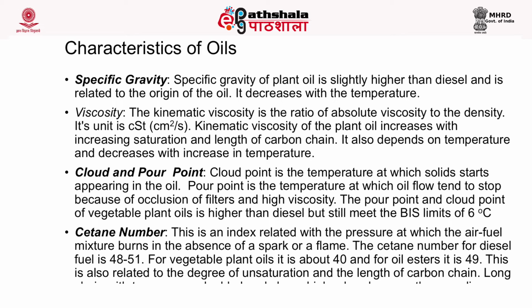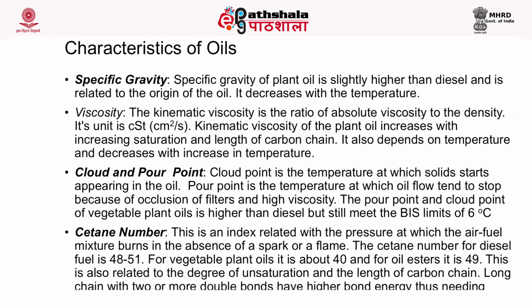Next is the cetane number. This is an index related to the pressure at which the air-fuel mixture burns in the presence of a spark or a flame. The cetane number for diesel fuel is 48 to 51. For vegetable plant oil, it is 40. And for oil esters, it is 49. This is also related to the degree of unsaturation and the length of carbon chain. Long chains with 2 or more double bonds have higher bond energy, thus needing higher temperature to vaporize.